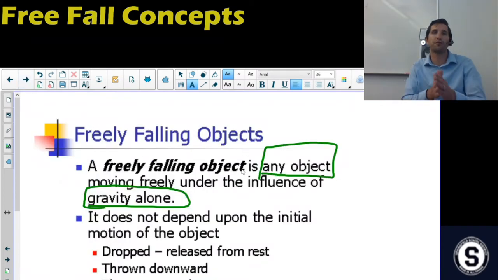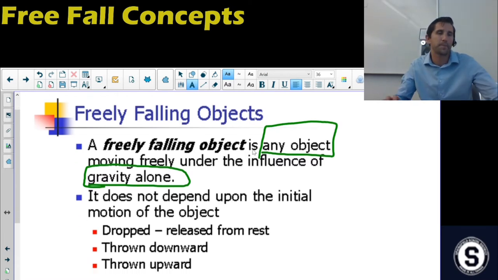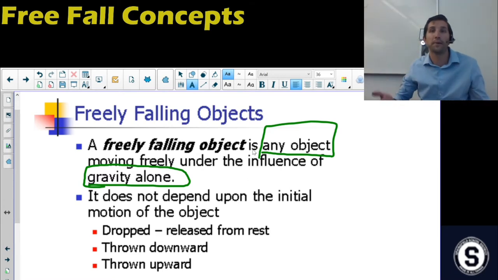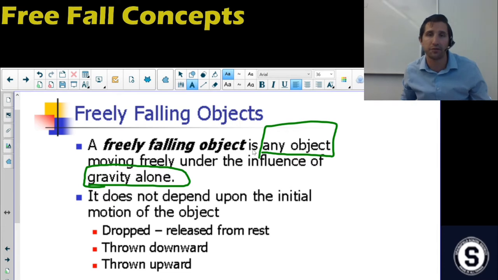When we talk about free fall, a freely falling object is any object moving freely under the influence of gravity alone. If gravity is the only force acting on it, then it's in free fall. There might be some situations where that makes perfect sense to us, and some other situations where that's kind of confusing. So let's talk about that. Most people think of free fall as: I take an object and I drop it, that's free fall. And you're not wrong. If I let this thing go and just let it drop down, gravity's acting on it, it's in free fall.